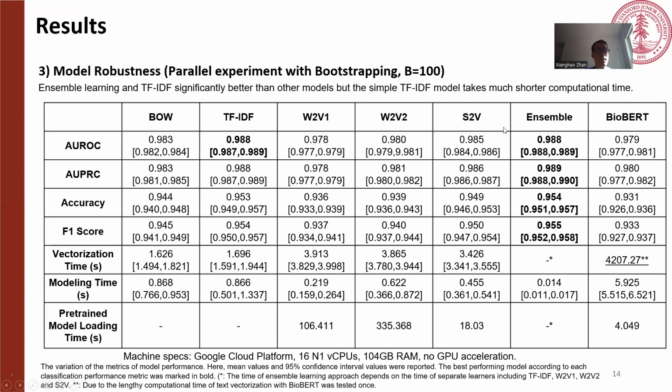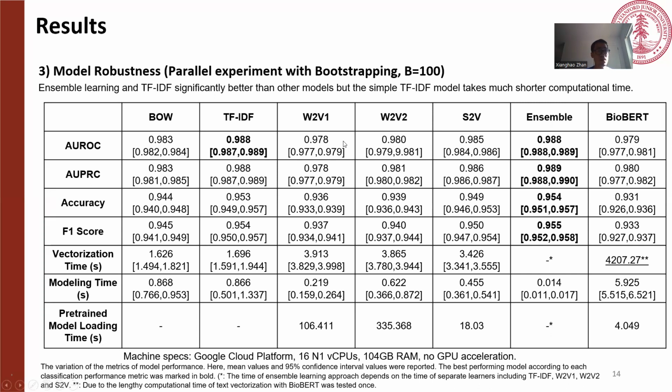And here we show the result in the mean as well as the 95% confidence interval to show the model performance variation across different dataset partitions. After we perform these parallel experiments, we could see that the ensemble learning models are generally the best performing models, and the TF-IDF models' performance is similar to the ensemble learning models, but statistically significantly worse, though the margin is not very large.